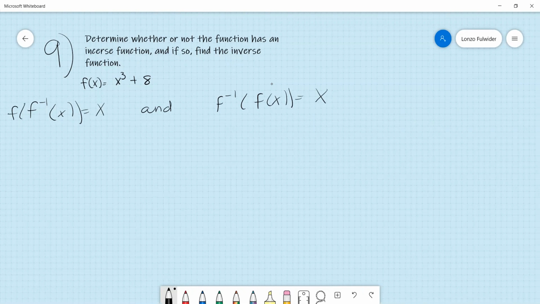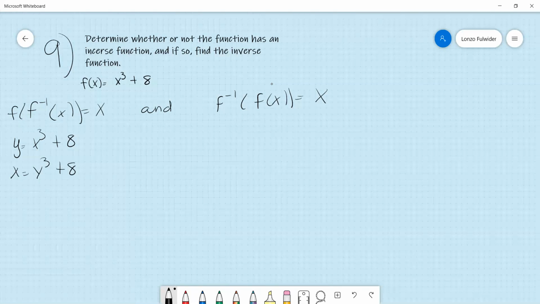So let's do this part. We've got to find f inverse, right? How do you remember how to find the f inverse? The first step is you replace f of x with y. Next step, switch the x and y's. And then solve for y.